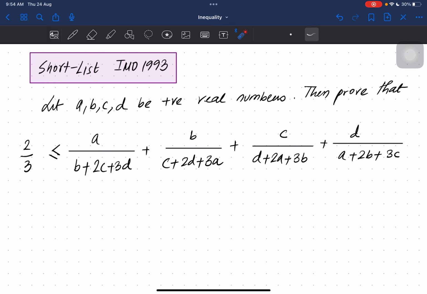Now the idea is to use the Cauchy Schwarz inequality. As I told in the previous video, in the Cauchy Schwarz inequality you have to identify the two sets. From here it is evident that we have to choose 4 element sets. So now the only work we have to do is to identify the elements of those sets.